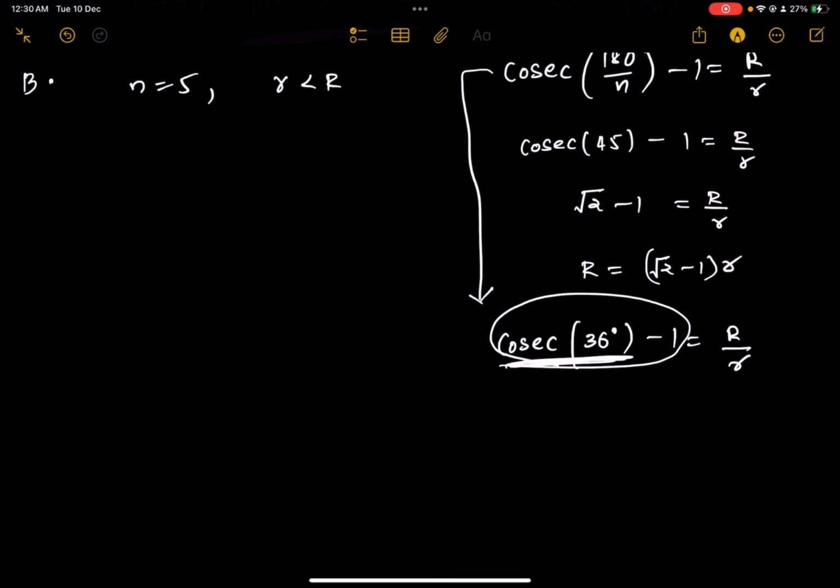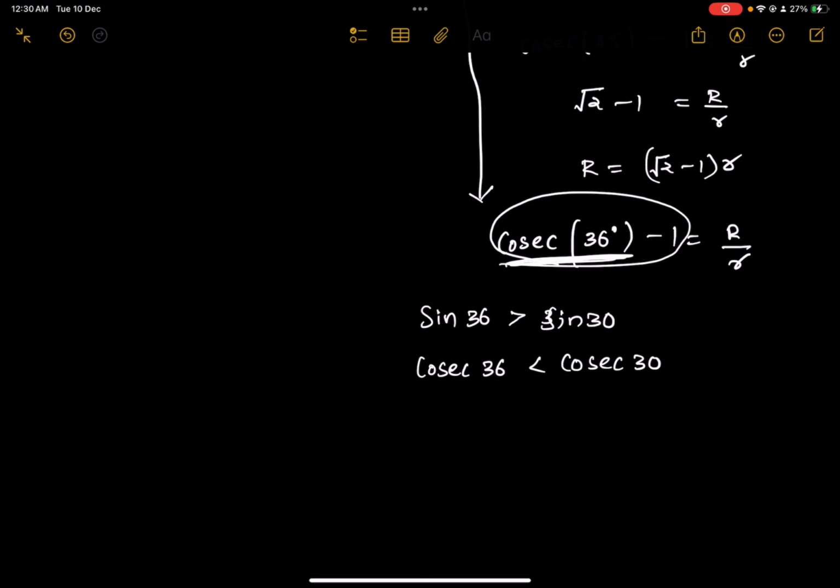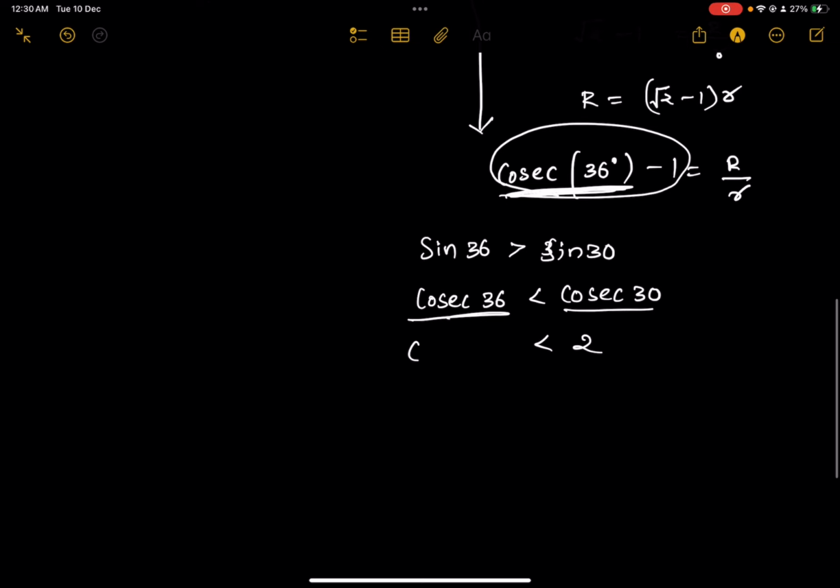Okay. Sine 36 is greater than sine 30. So if we take the reciprocals, cosecant 36 is less than cosecant 30. What is cosecant 30? That is 2. So cosecant 36 is less than 2. So cosecant 36 minus 1 is less than 1.